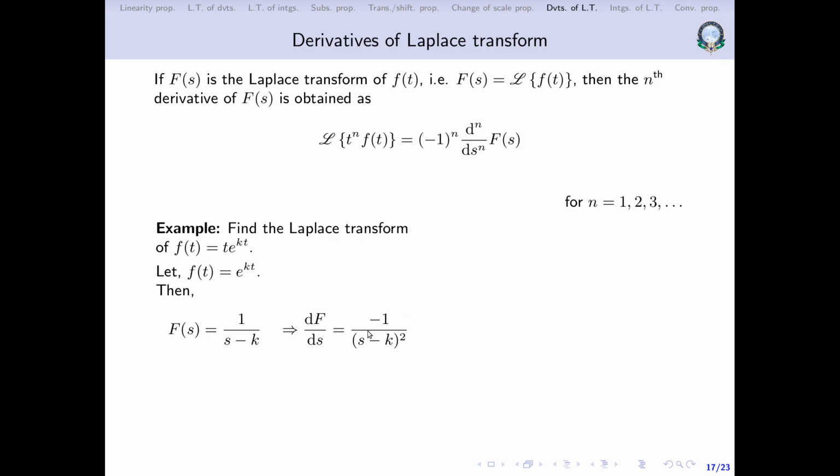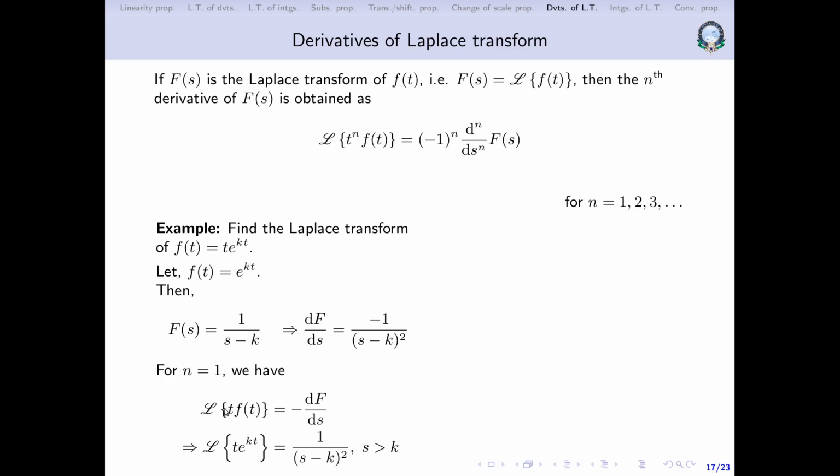Differentiation of this with respect to s will be minus 1 by (s minus k) whole square. So for n equal to 1, what will this formula become? The Laplace transform of t f(t) is equal to (minus 1) to the power 1, which gives us a minus sign, times d^n F by ds^n. Since n is 1, it is dF by ds. So L of t f(t) is equal to minus dF by ds.